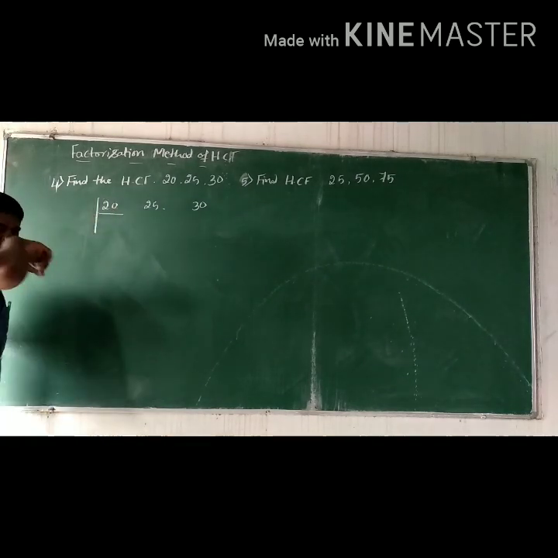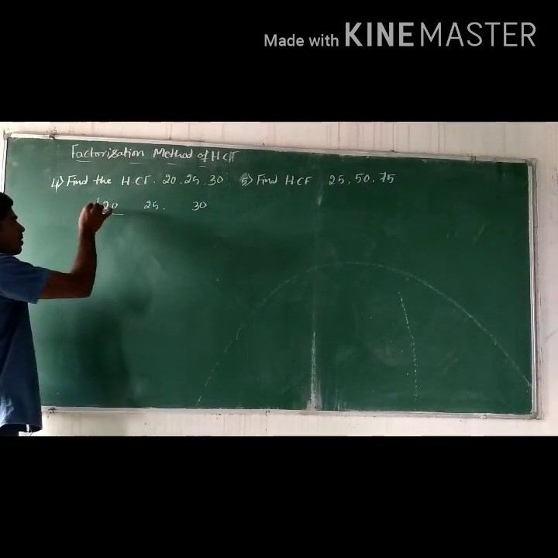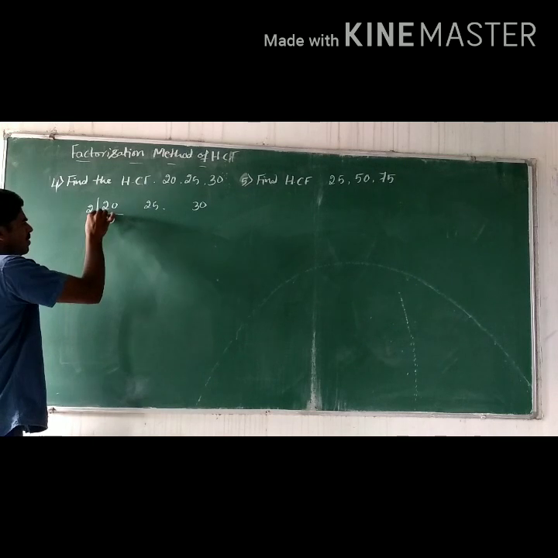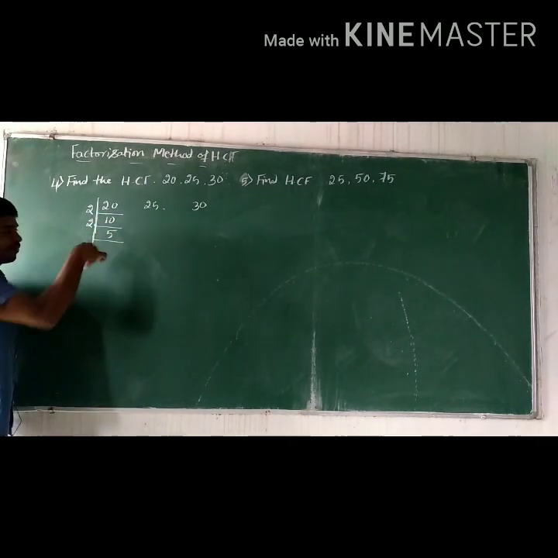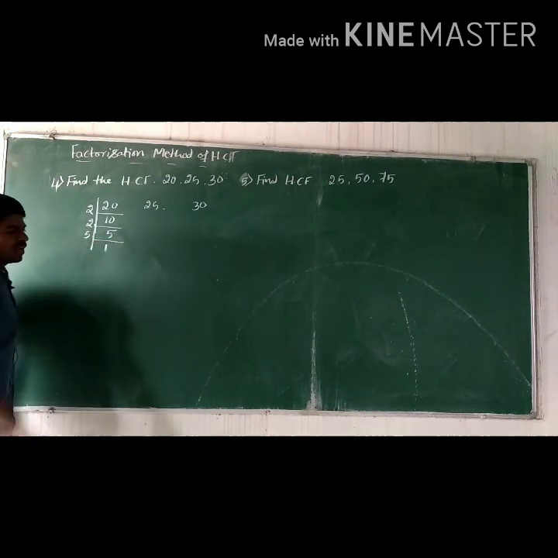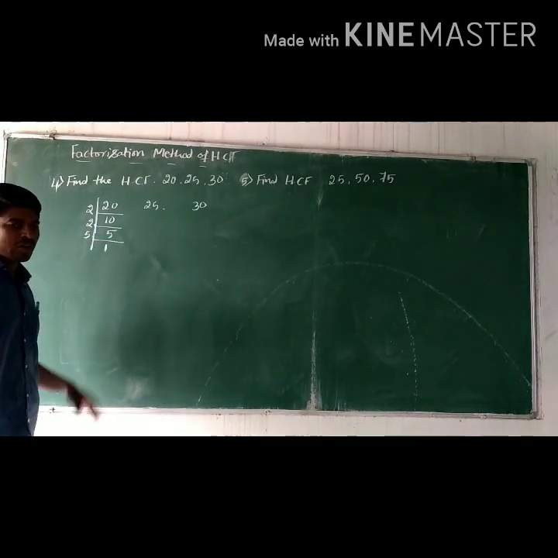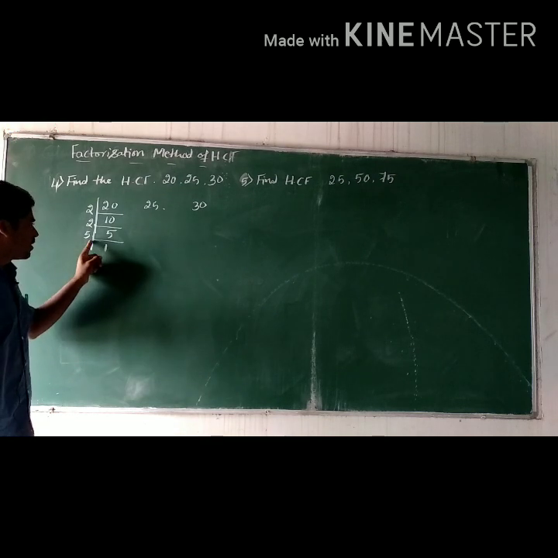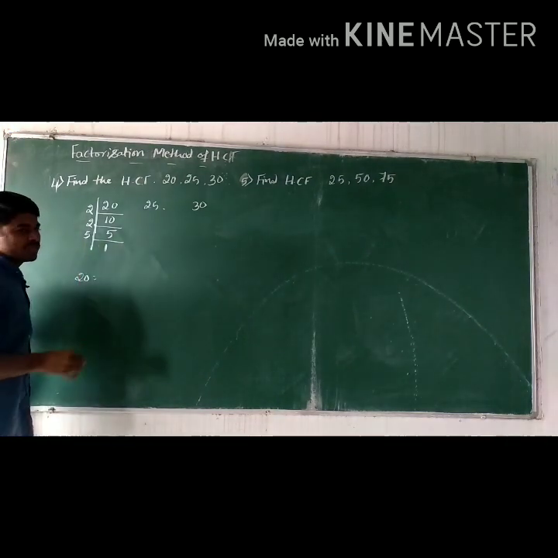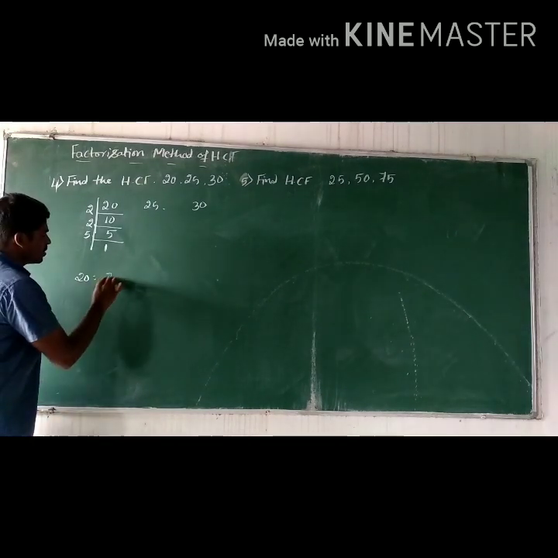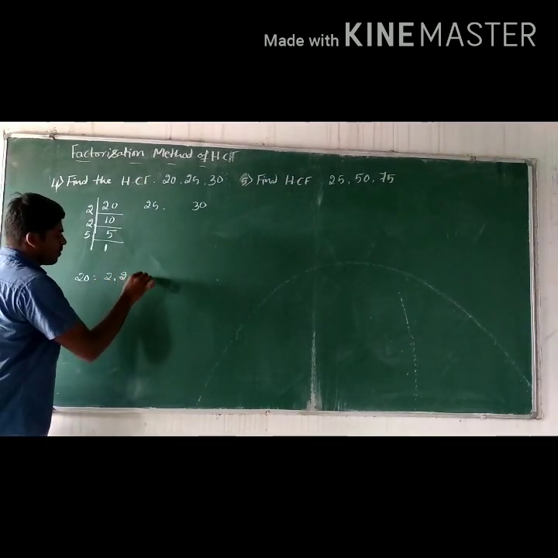20 is an even number, so we divide by 2 and get 10. Divide by 2 again, we get 5. Now 5 can be divided only by 5, not by any other number. That's why we divide by 5 and get 1. What numbers did we take for dividing 20? They are 2, 2, 5 and 1.